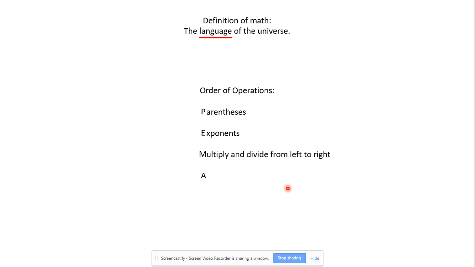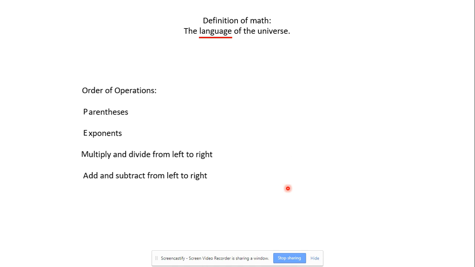M, we multiply and divide from left to right. This is all the same step. That's why it's not separated out into two. It's the same step. We're going to multiply and divide from left to right. We'll see an example of this and why it makes a difference in a minute. And then the same thing with A, we're going to add and subtract from left to right in the same step. And so, if we look at some quick examples of this, let's look at an addition and subtraction one.